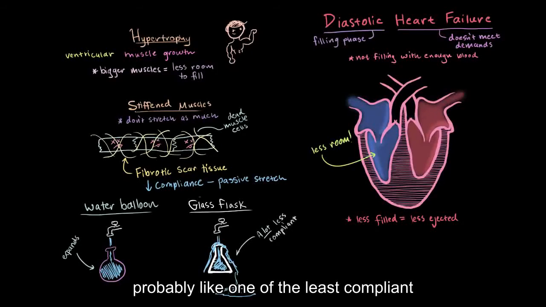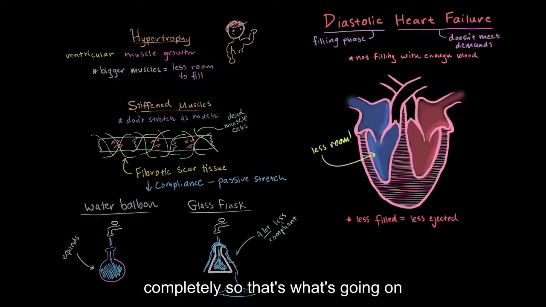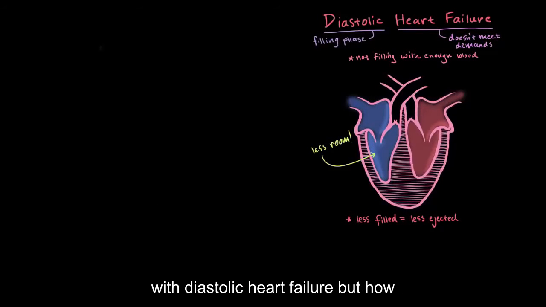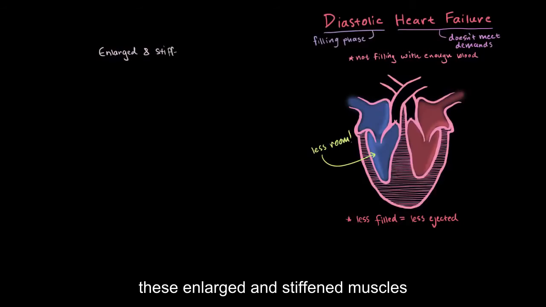It's probably like one of the least compliant things we can think of. And it's the same with a heart with a bunch of fibrous connective tissue. It can't relax, and it can't passively expand, and it can't fill completely. So that's what's going on with diastolic heart failure. But how does it get like that? And how do we get these enlarged and stiffened muscles?